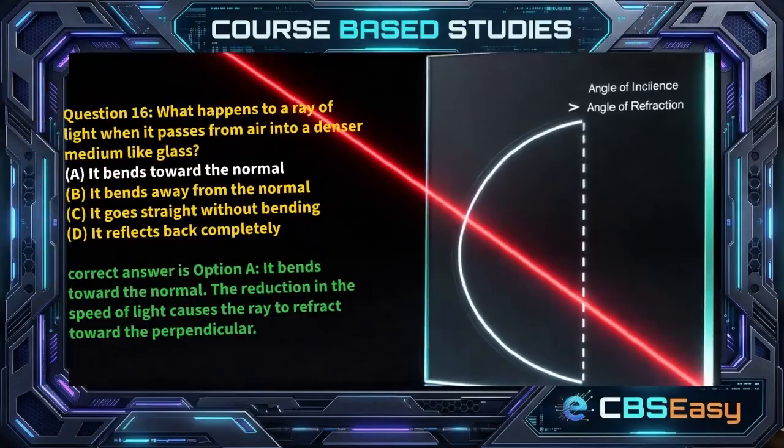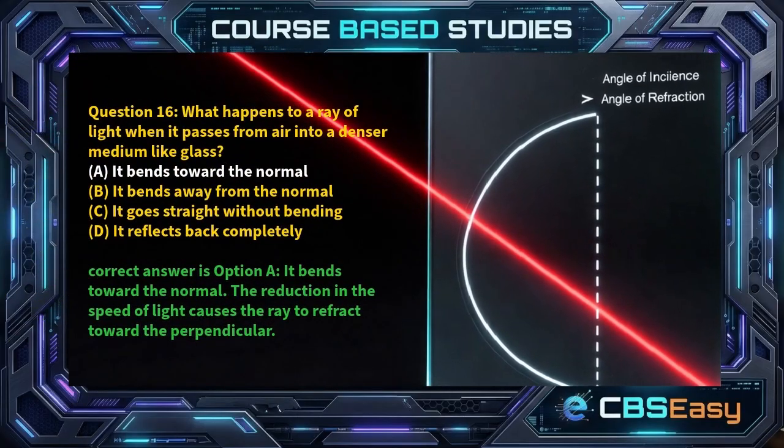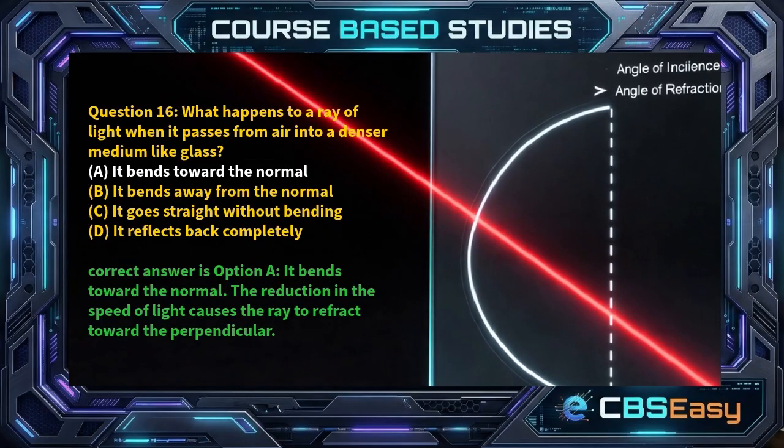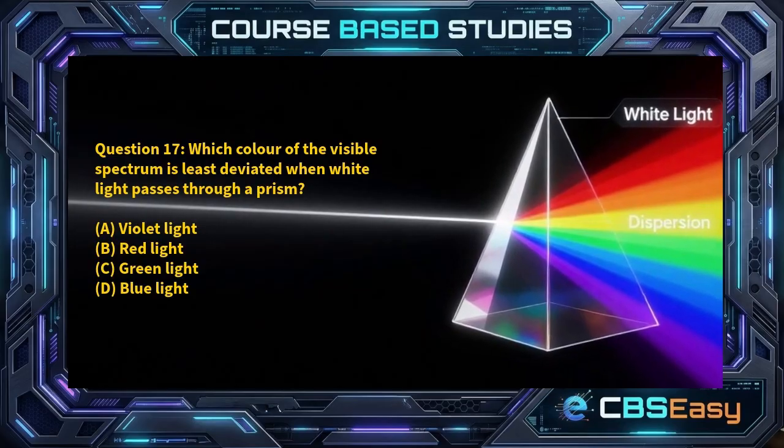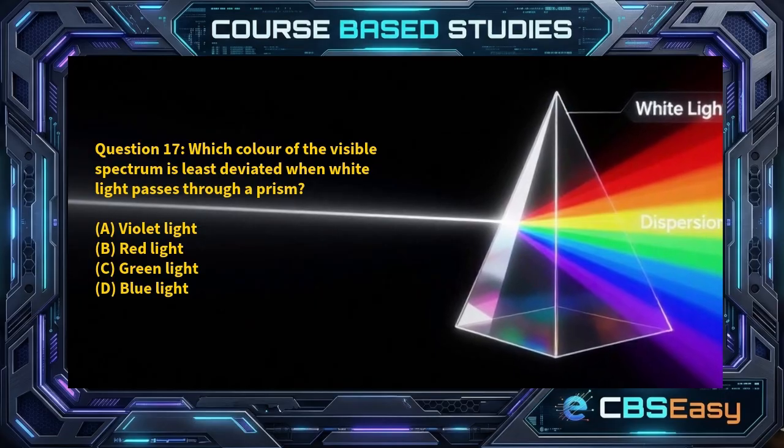The correct answer is option A. It bends towards the normal. The reduction in the speed of light causes the ray to refract towards the perpendicular. Question 17. Which color of the visible spectrum is least deviated when white light passes through a prism?